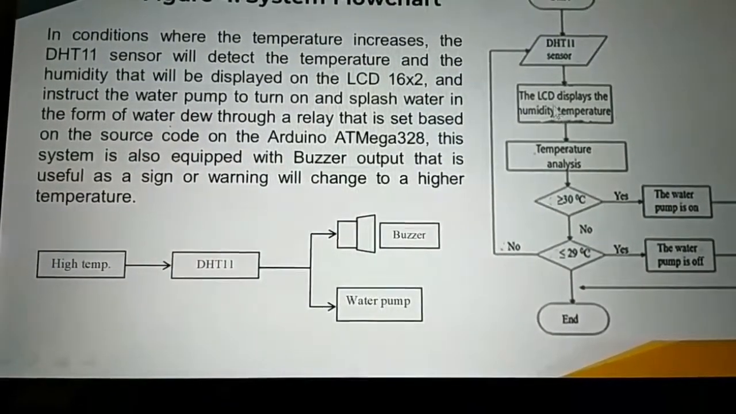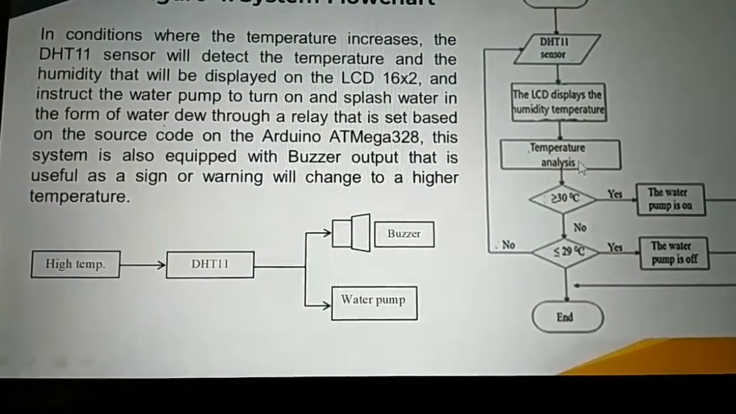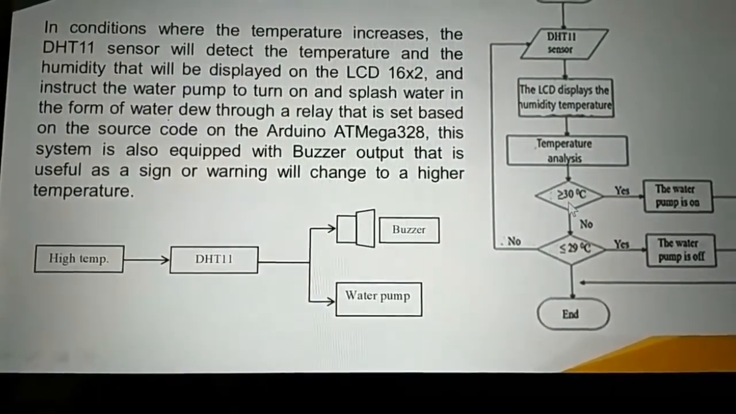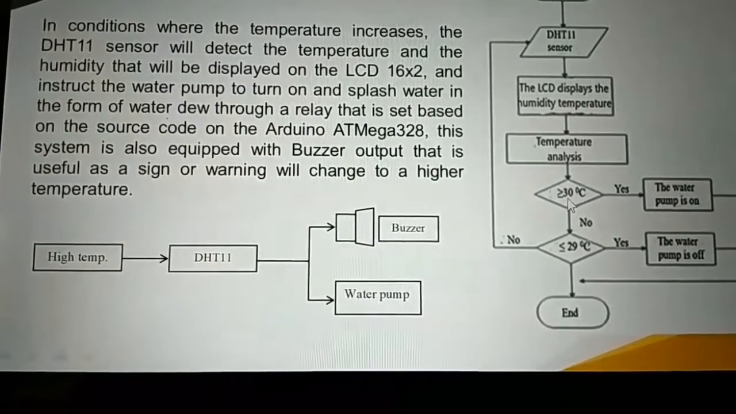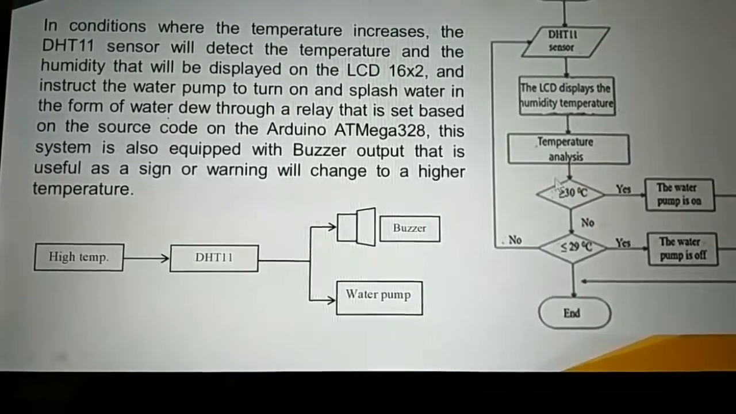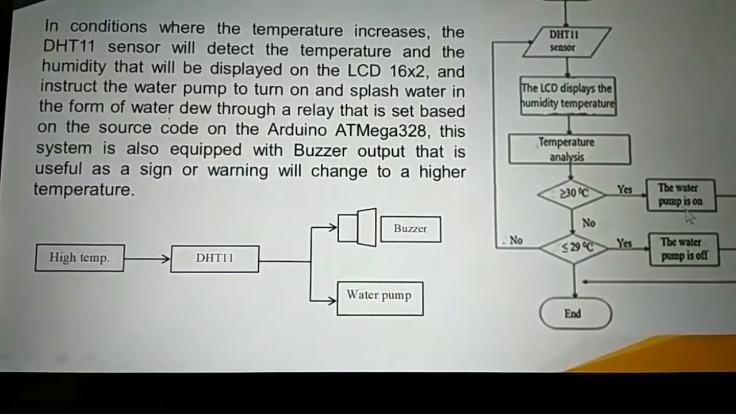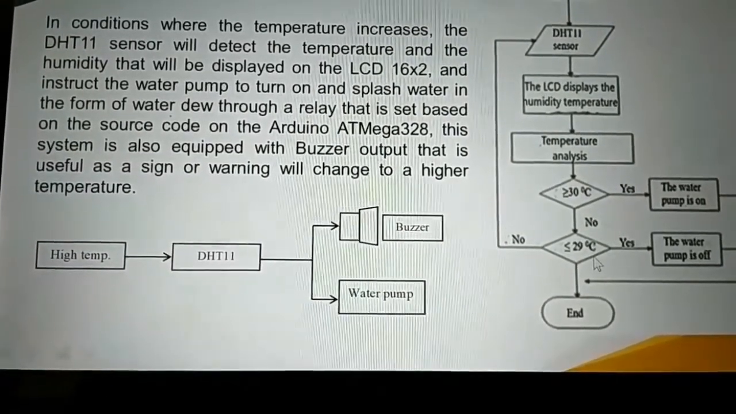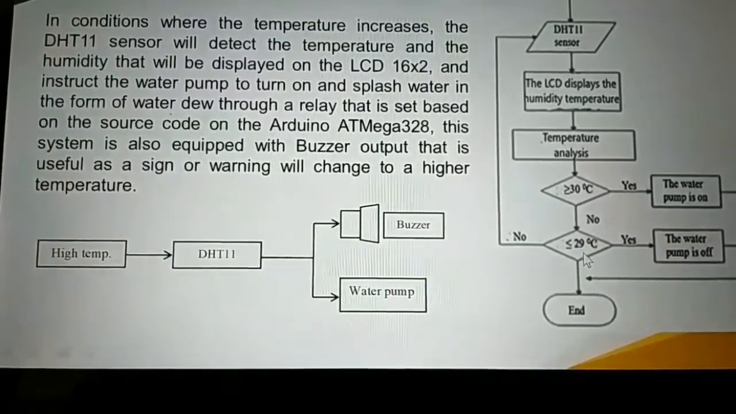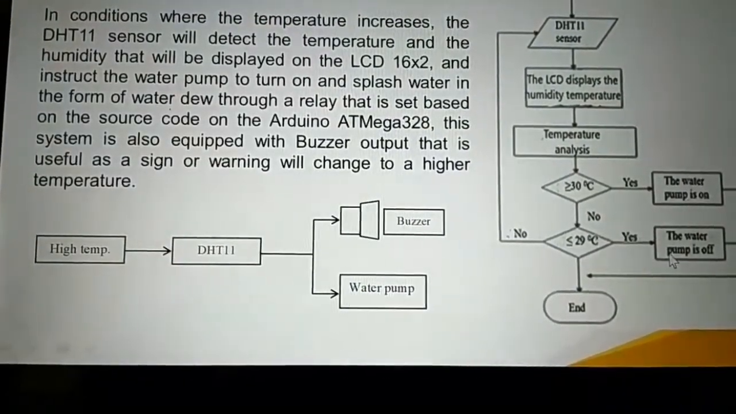This one, after the LCD displays the temperature or humidity, and then the temperature analysis, we get the temperature degree. If the degree of the temperature is above 30 degrees Celsius, the water pump is on, and then if the temperature degree is below 29 degrees Celsius, the water pump is off.